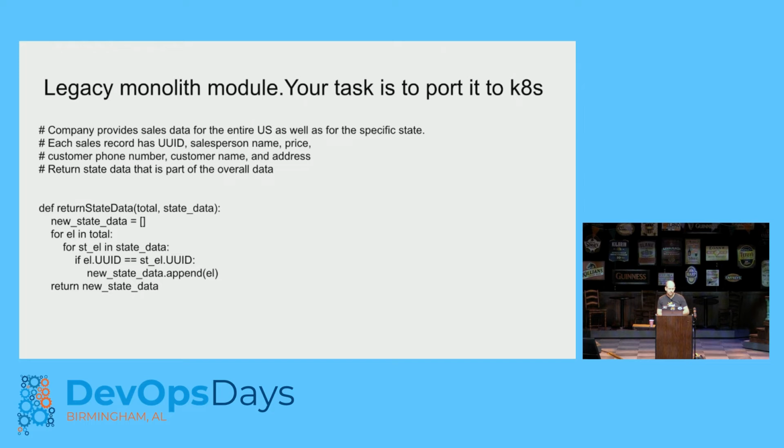So we will look at a simple engineering software example. Let's say you're a new DevOps engineer joining a company that's trying to move a legacy monolith module to Kubernetes. In the code that you see in front of you, the company provides sales data for the entire US, as well as for a specific state. The goal of this code is to return state data that is part of the overall data. As you can see, there are 2 for loops, which means it's O(n squared) complexity.